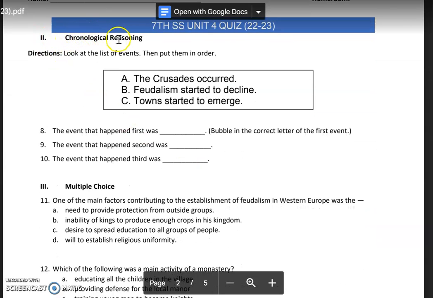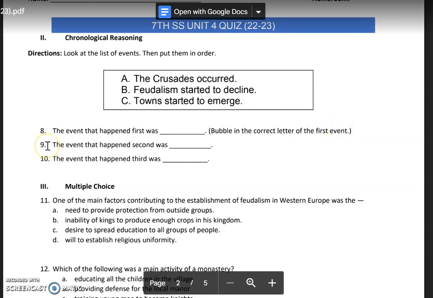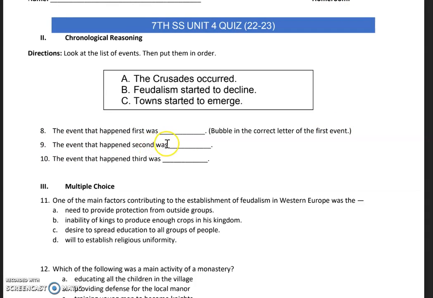Section 2 is called chronological reasoning. Directions. Look at the list of events, then put them in order. The list of events is A, the Crusades occurred, B, feudalism started to decline, and C, towns started to emerge. So you'll put these in order in the blanks using the letters right here. Number 8, the event that happened first was blank. Bubble in the correct letter of the first event. Number 9, the event that happened second was blank. Number 10, the event that happened third was blank.